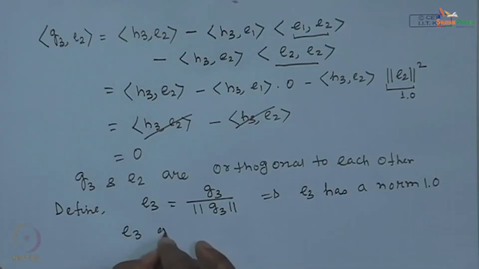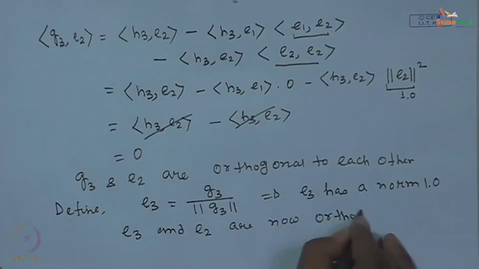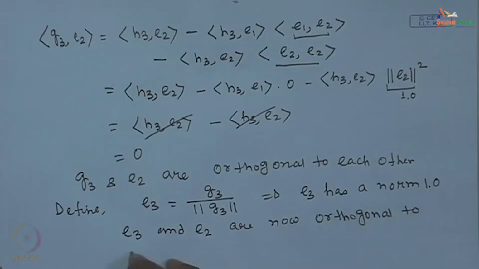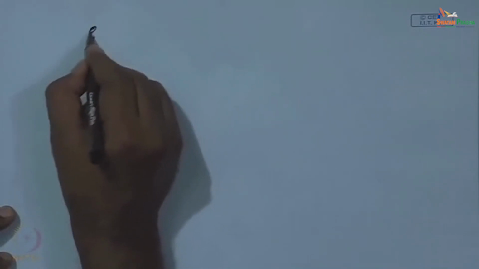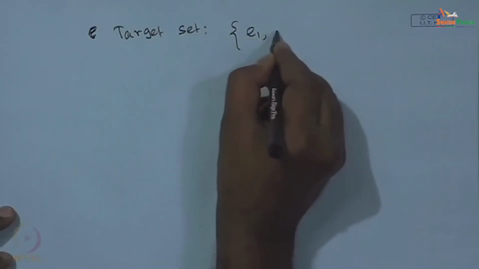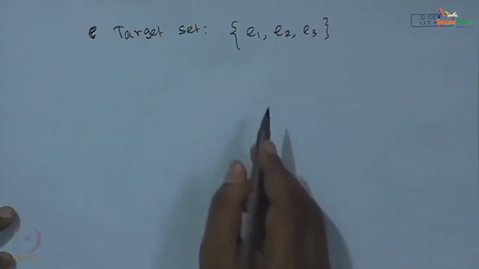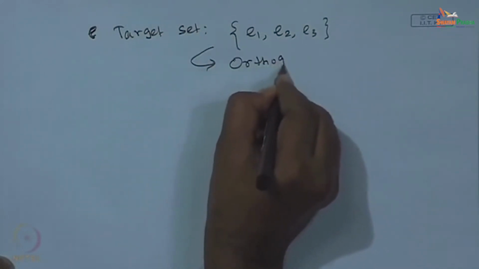So, E3 and E2 are now orthogonal to each other. We have already proved that E1 and E2 are orthogonal, E2 and E3 are orthogonal, therefore, E3 and E1 have to be orthogonal. So, now we can say that we obtain the target set E1, E2, E3 from H1, H2 and H3, and this set is basically an orthogonal and orthonormal set.